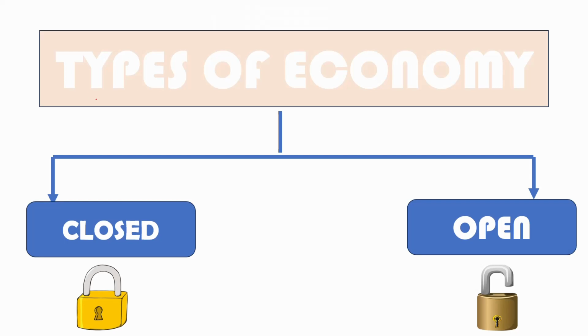Now, the next topic is types of economy. There are two types of economy: closed economy and open economy. Closed economy means an economy which has no external relations. For example, it does not trade with other countries for exports and imports. So, there is no export or import in a closed economy. That means it has no business relations with the outside world.